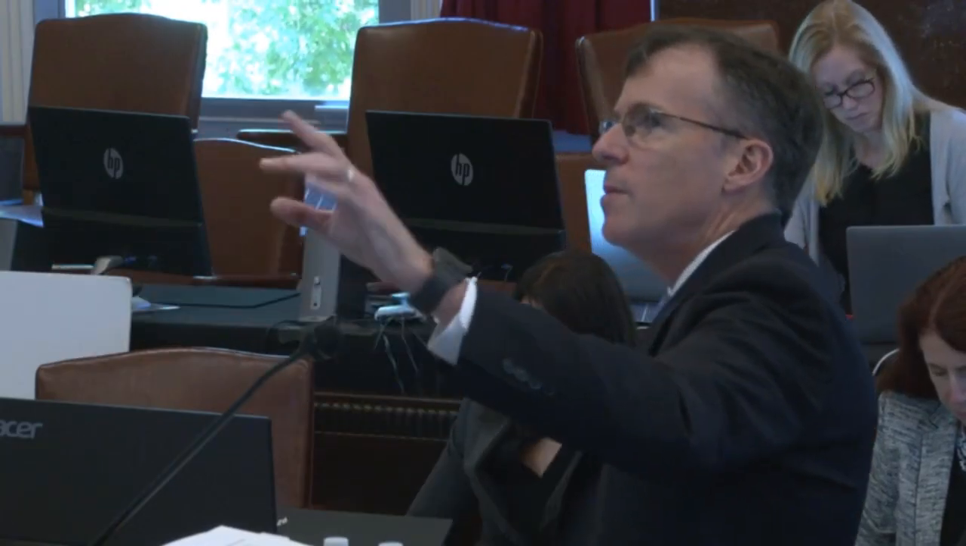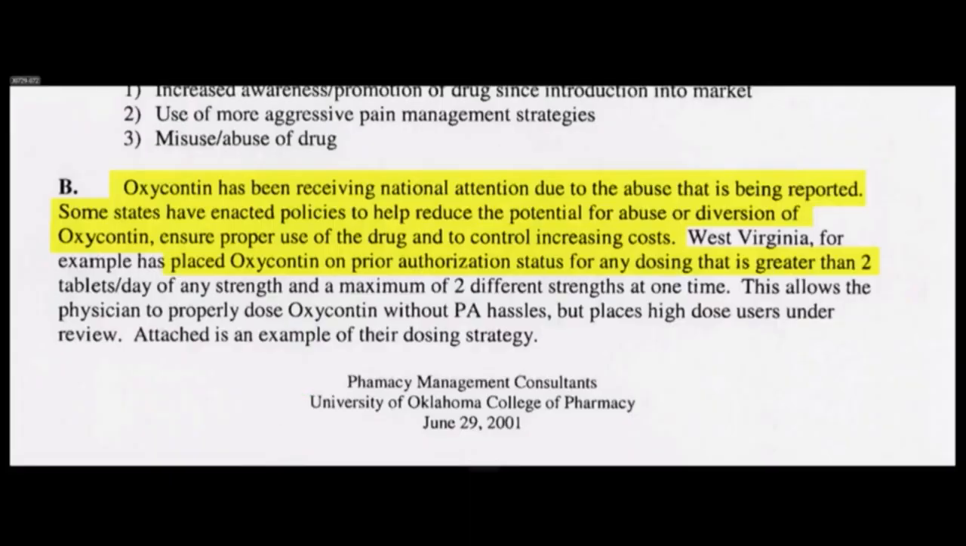It says that. And what they did is they went on to note that some states had enacted policies to help reduce the potential for abuse or diversion of OxyContin, to ensure proper use of the drug, and to control increasing costs. And then they cite to what West Virginia had done, what we just looked at, placing OxyContin on prior authorization status for any dosing greater than 2 tablets per day of any strength and a maximum of 2 different strengths at one time, right?